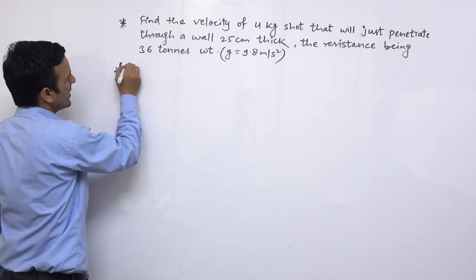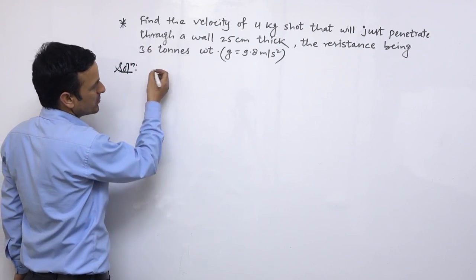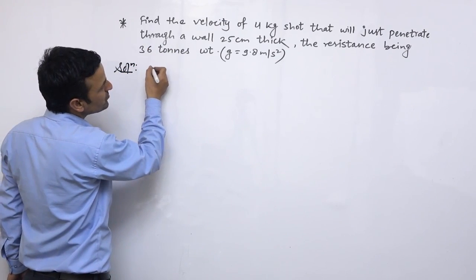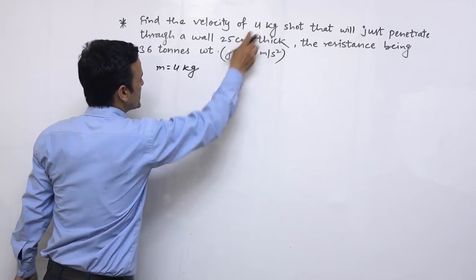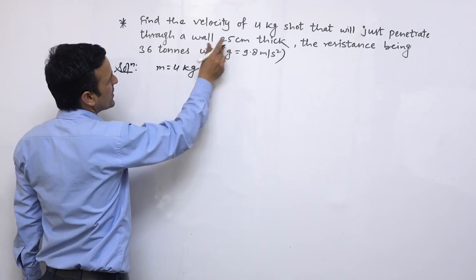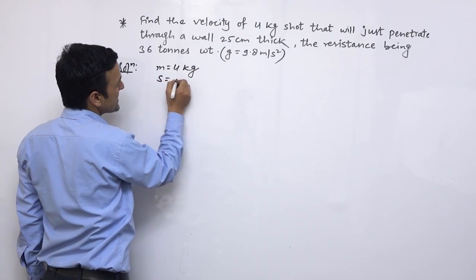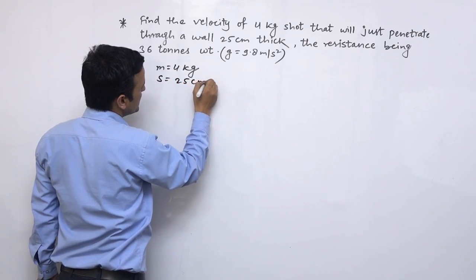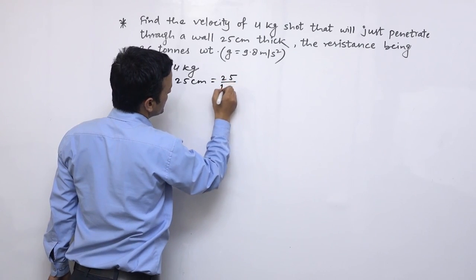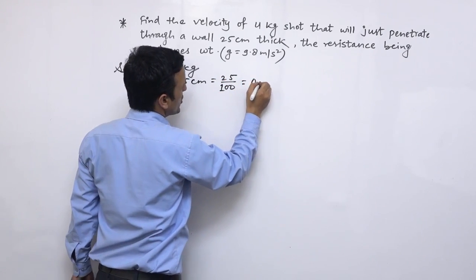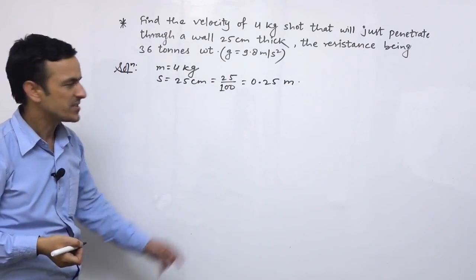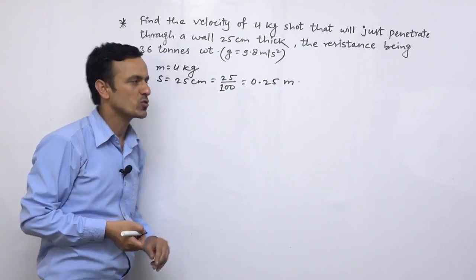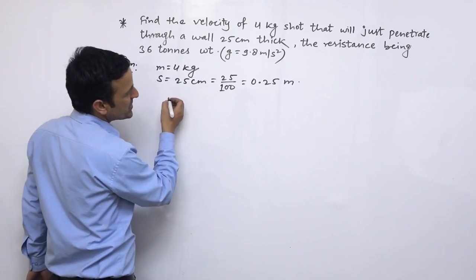So let's point out this one velocity terminology. We have mass equal to 4 kg. It is given, and 25 centimeter means it is s, 25 centimeter. So converted into meter, 0.25 meter, divided by 100, then it goes to meter.